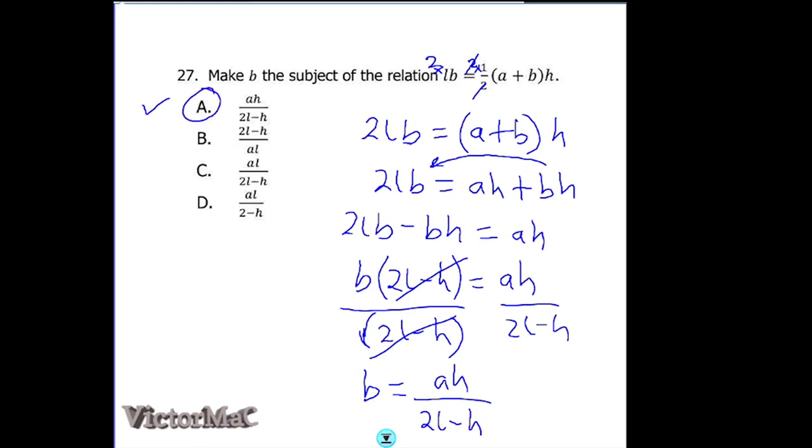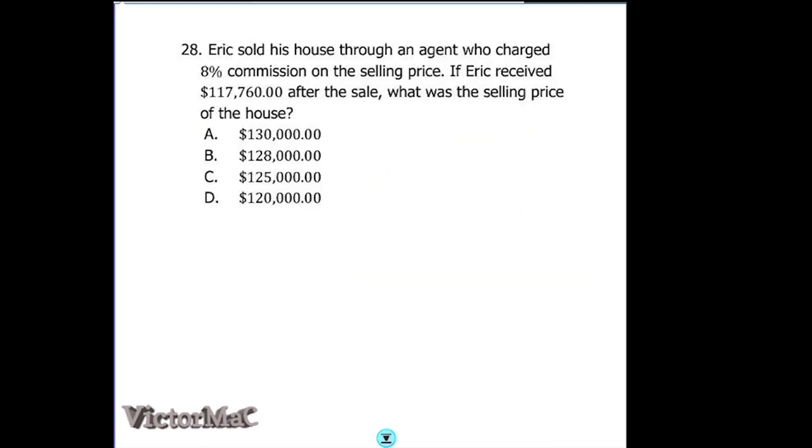Number 28 said Eric sold. This is a question about commercial arithmetic and commission. He said Eric sold his house through an agent who charged 8% commission of the selling price. If Eric received $117,760 after the sale, what was the selling price of the house? Now, Eric received this amount after giving 8% of the original selling price to the agent.